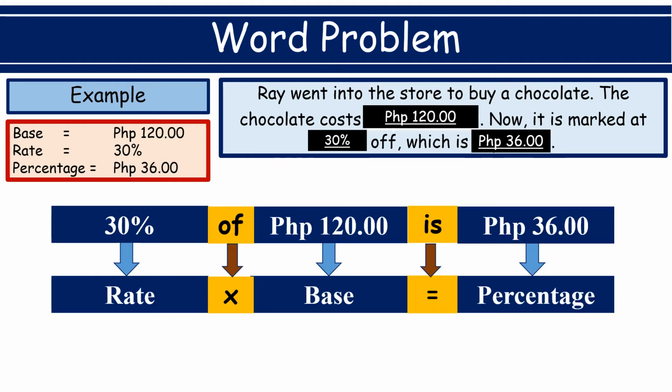If we will write the given number into an equation, we will derive into 30% of 120 pesos is 36 pesos. Or 30% times 120 pesos equals 36 pesos. 30% is our rate, 120 pesos is our base, and 36 pesos is our percentage. Did you get it, my dear learners? That's great!